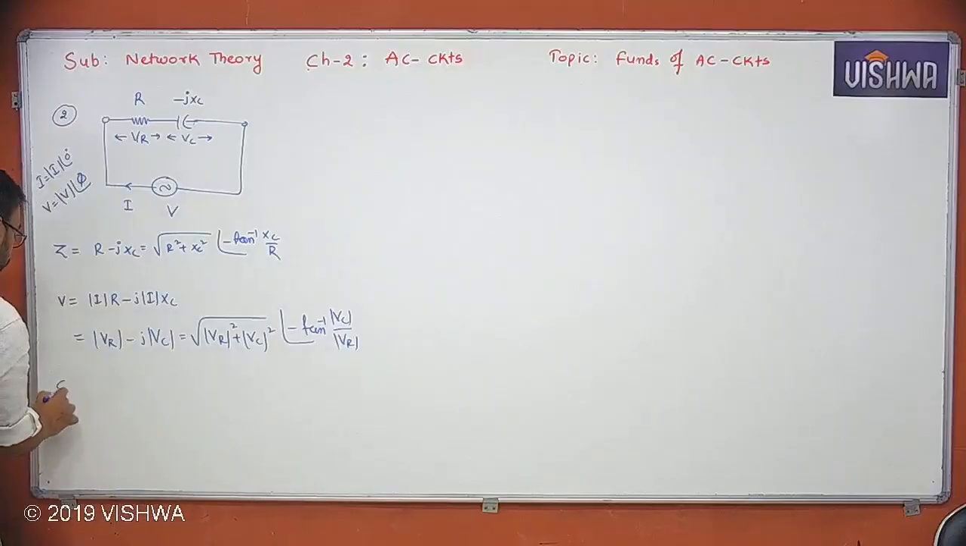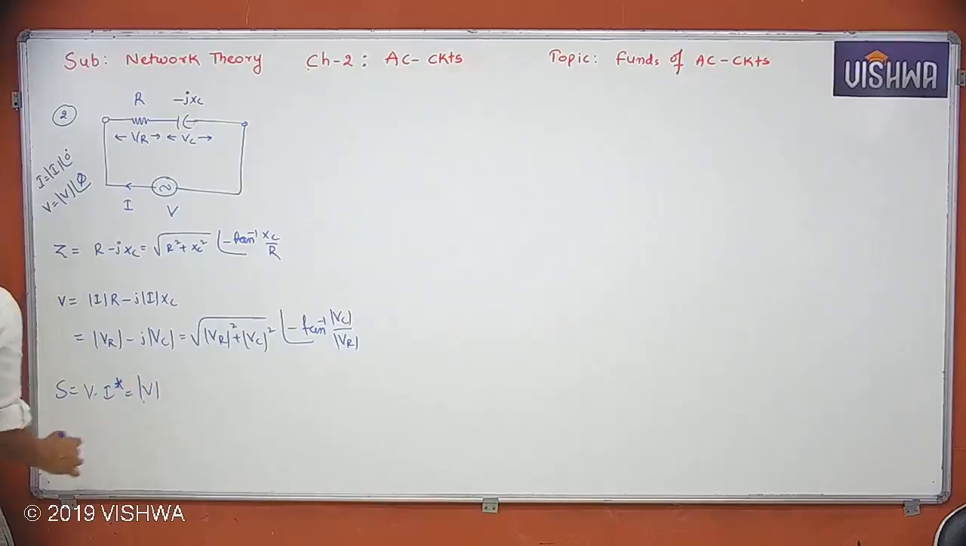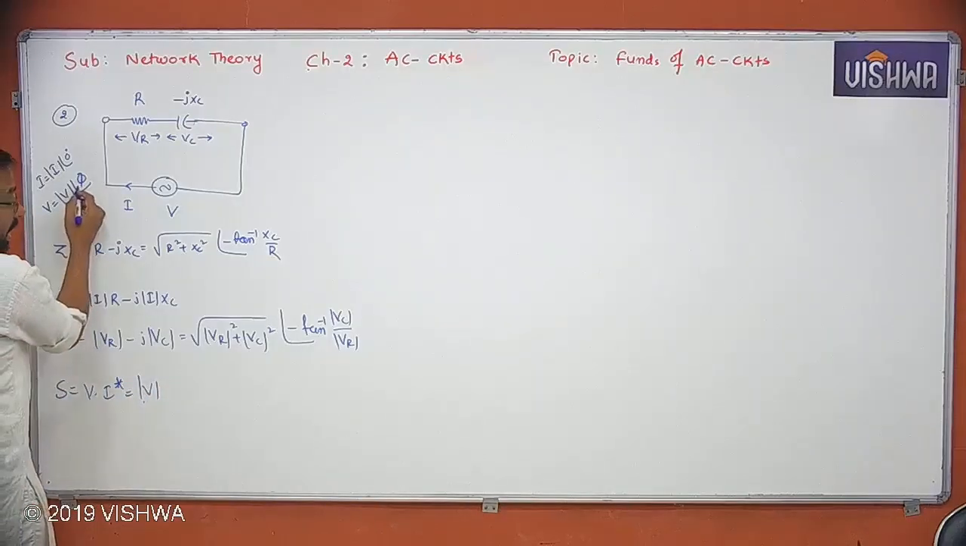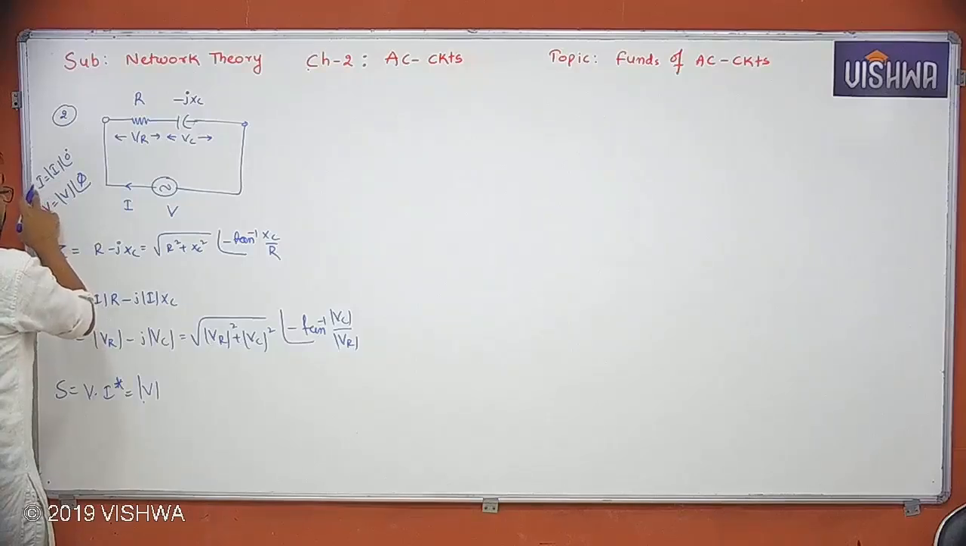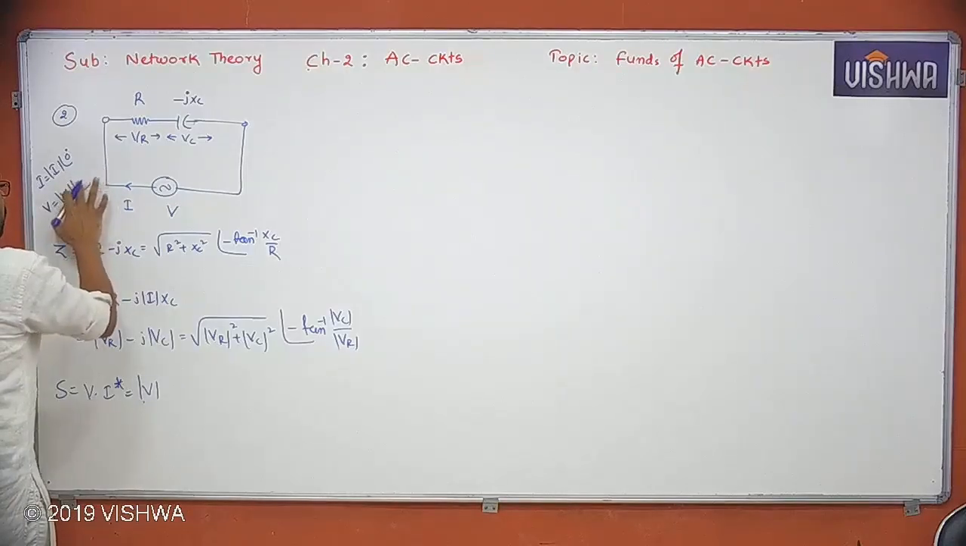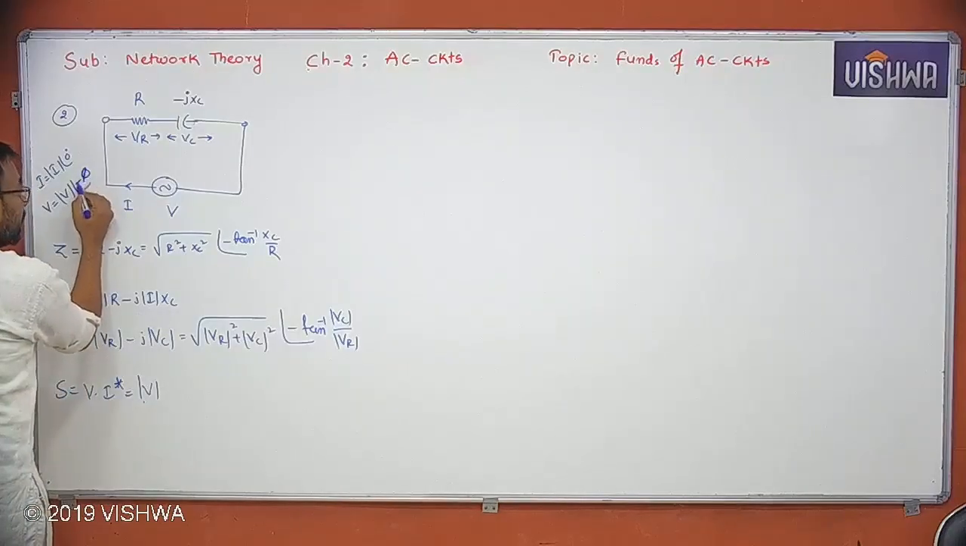S is equal to V into I conjugate. Again, you know that. Now here, should we take angle phi? That angle phi is positive, but current should lead. If current is to lead, then definitely it must be what? Minus phi, not phi. Phi is positive, but minus. If it is 30, then minus 30 degrees.